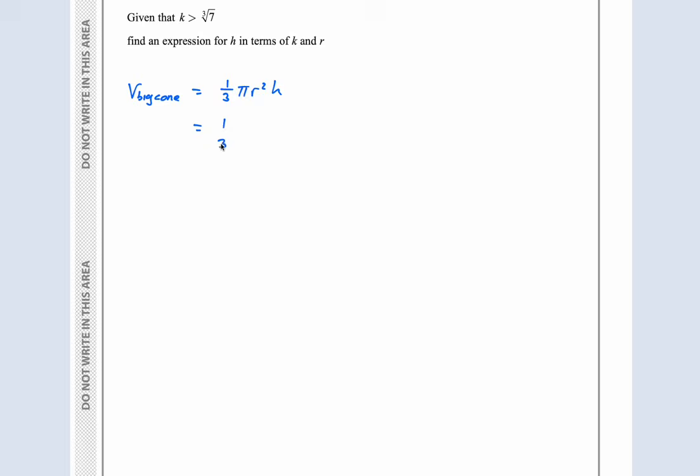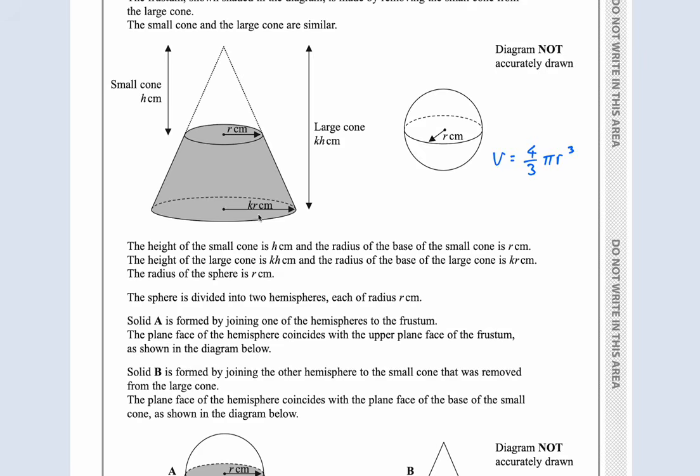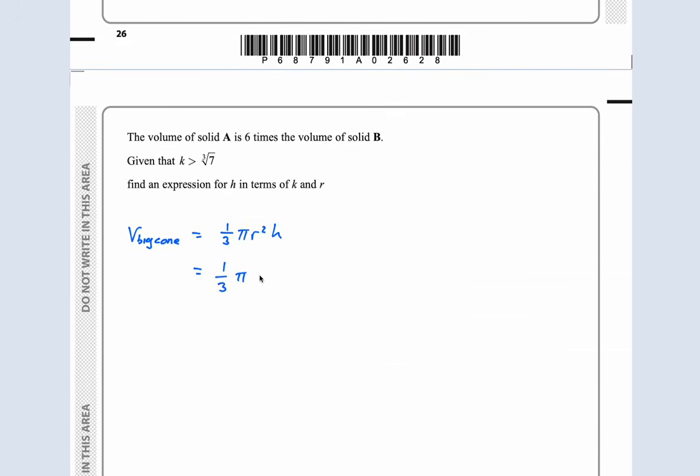So the volume of the big cone is 1/3 times pi. Now the radius is kr, because we're doing the big cone, and the height is kh. So this is (kr) squared, and the h is kh. So this is 1/3 times pi. I have k squared and I have k, so that's going to be k cubed r squared h. That's the volume of the big cone.